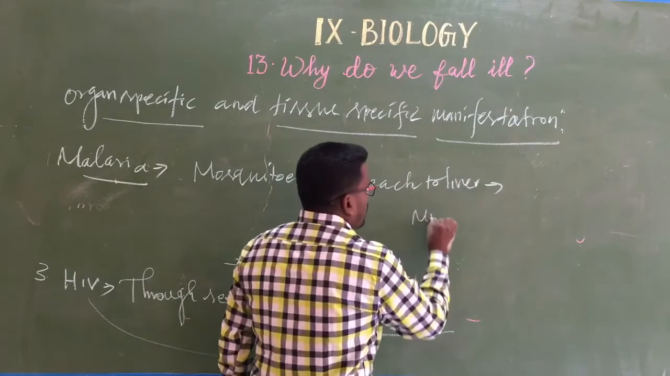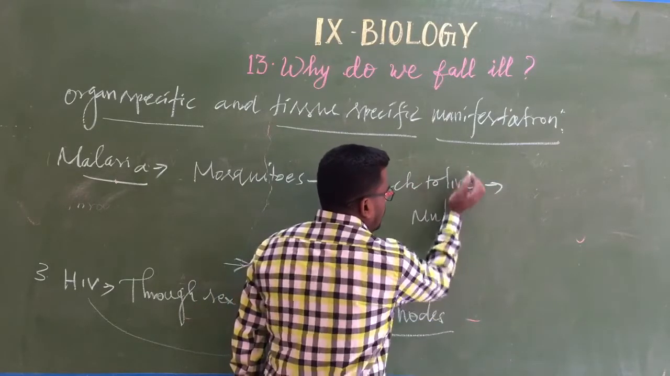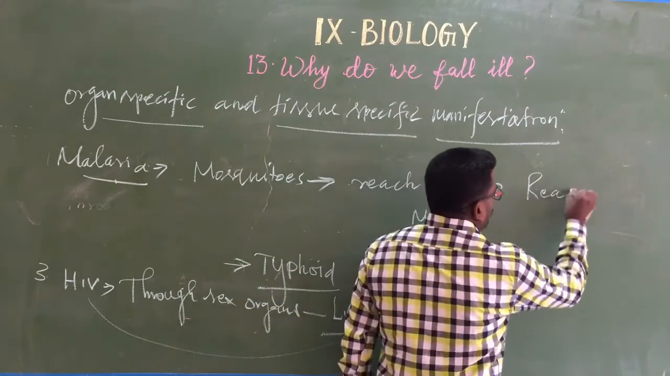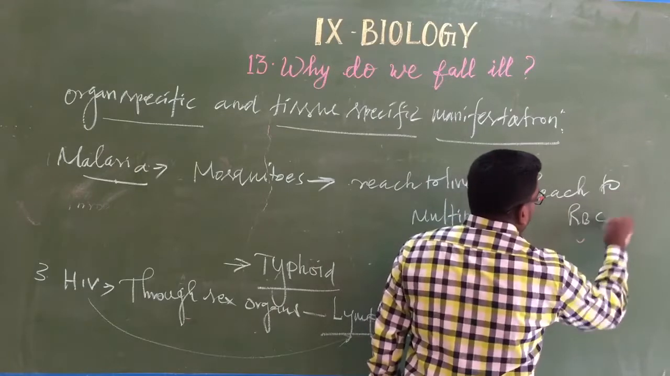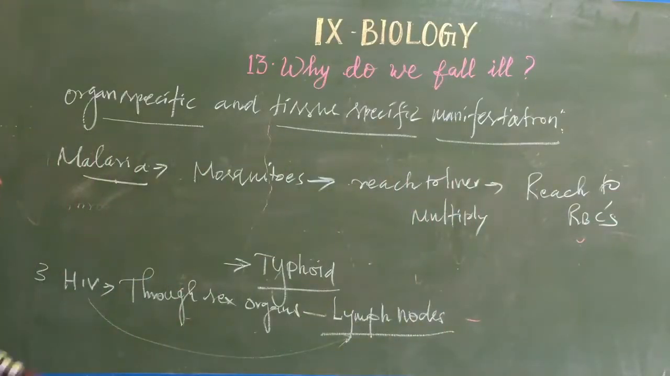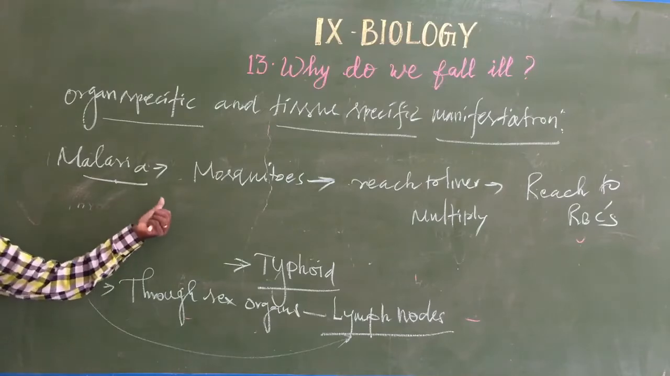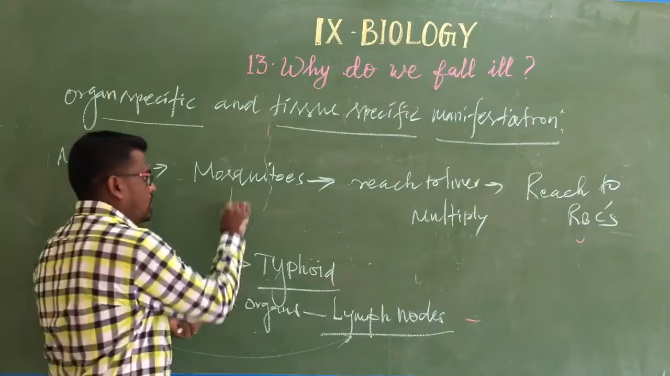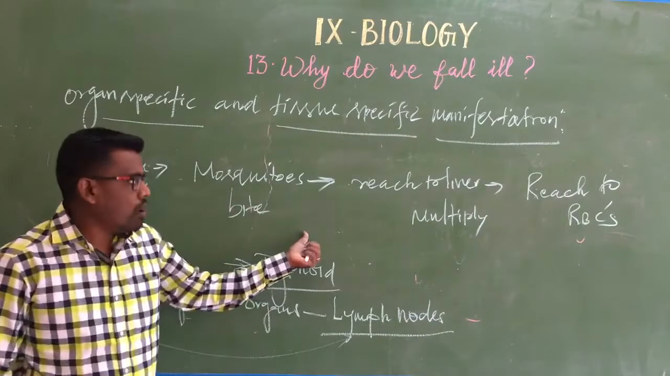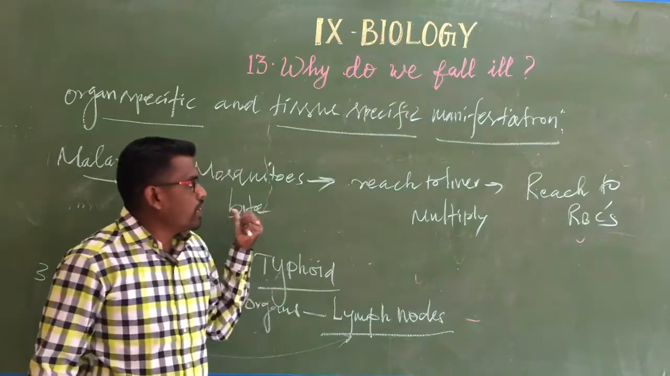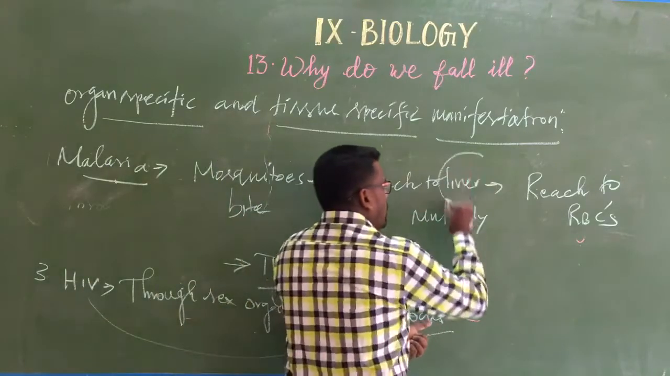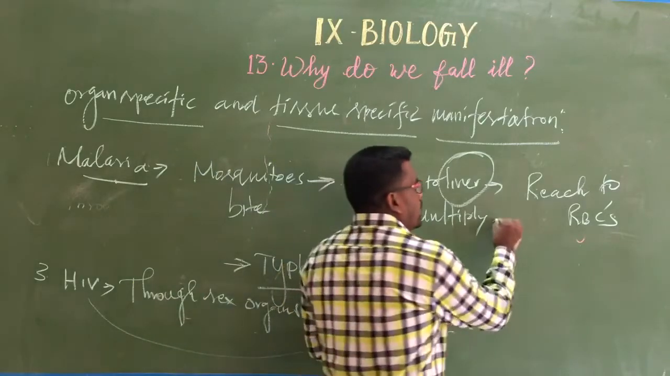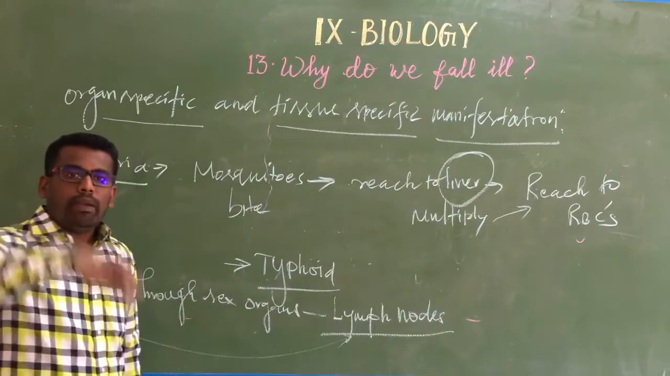Then in the liver, the pathogens multiply. After multiplication, they reach the RBC. Again, malaria is a disease. The malaria causing agents are transmitted by the mosquito bite. After biting the human body, the agents reach the liver. In the liver, the microorganisms multiply. Then they reach the RBC and damage the RBC.